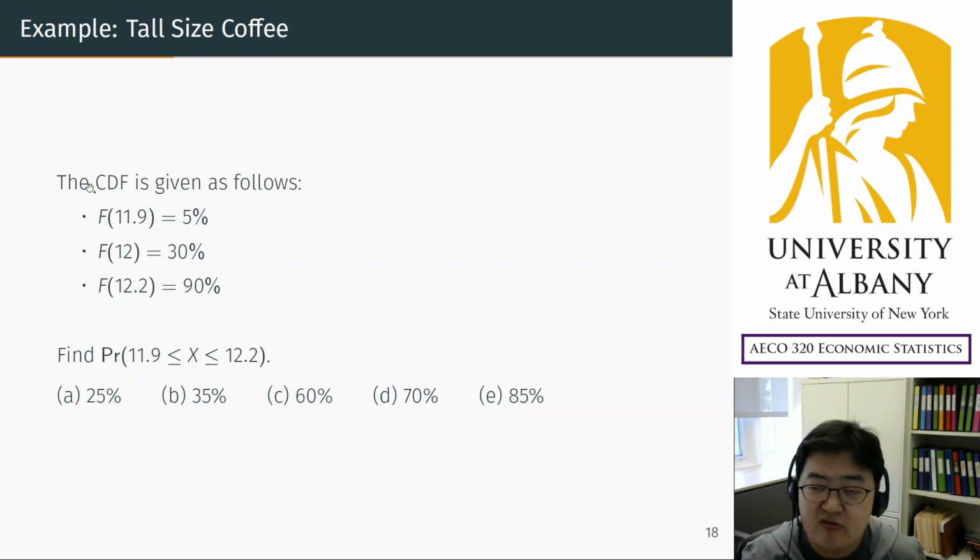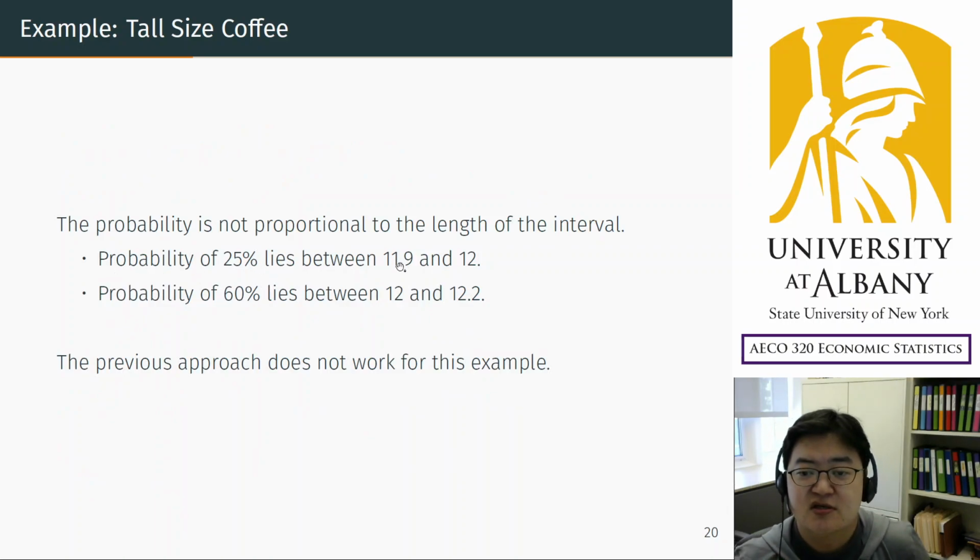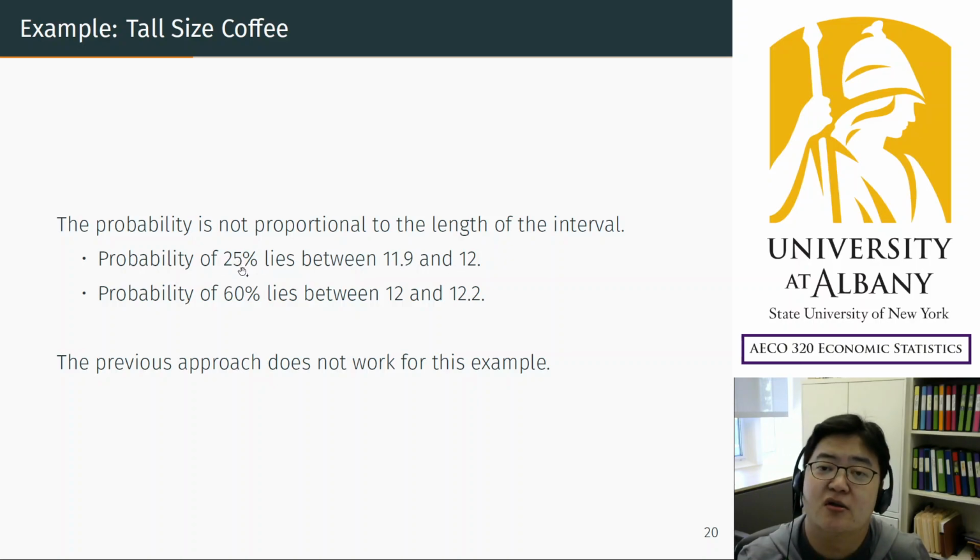So from this three information, we can calculate probability between 2 points, between these 2 points, right? If you calculate probability between 11.9 and 12, and the probability between 12 and 12.2, what you're going to get is this result. So between 11.9 and 12, there is 25% probability, but 12 and 12.2 has 60%.